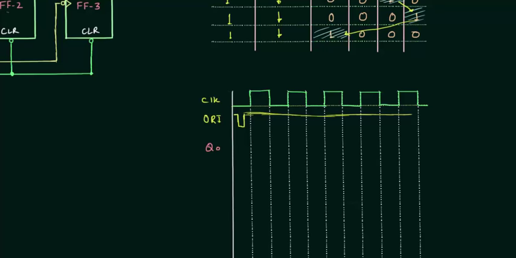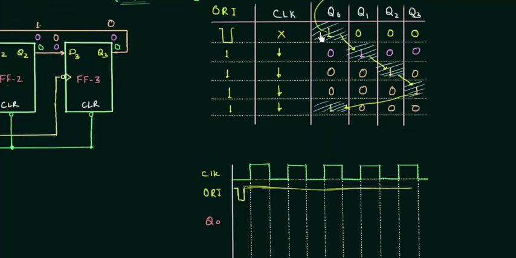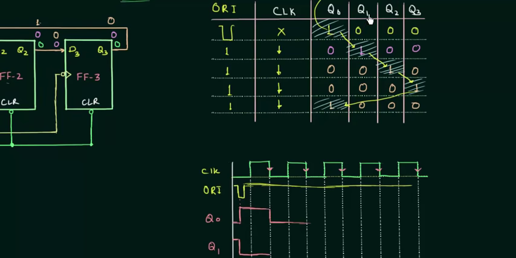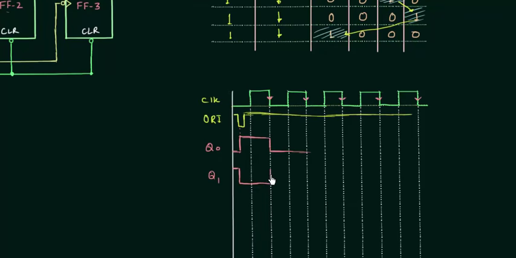Initially you can see when the ORI is low, the Q0 is 1 because of the preset input. As soon as the ORI hits, the Q0 will go high, and it will remain high till the falling edge. We have to do the change for every falling edge, okay? It is high initially, and then it will go low. If I talk about Q1, then it was high initially, and because of this ORI, the clear is low, and Q1 will go low till the first falling edge.